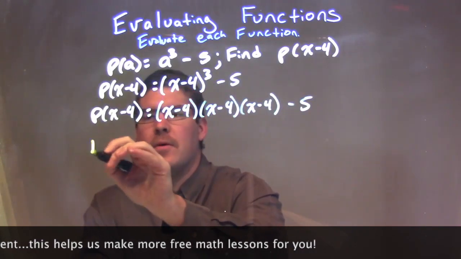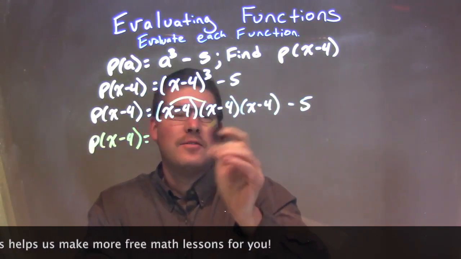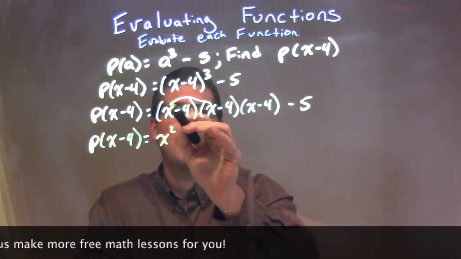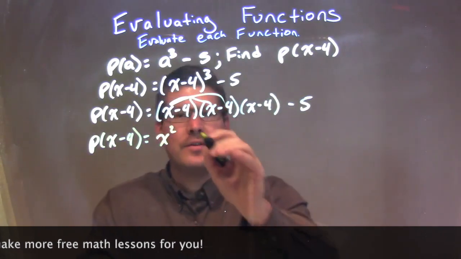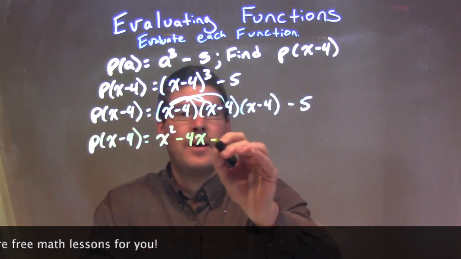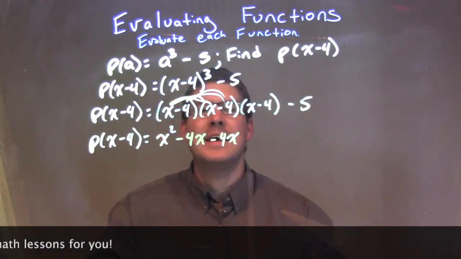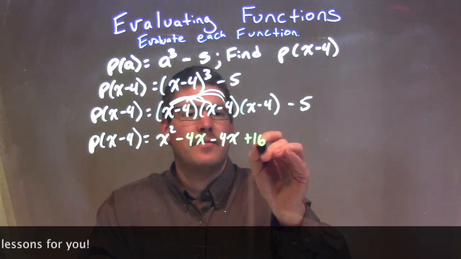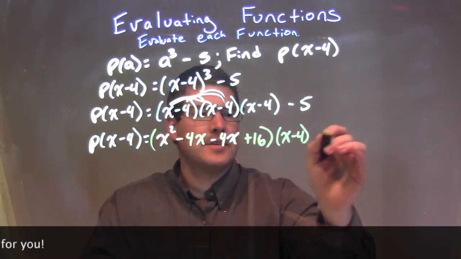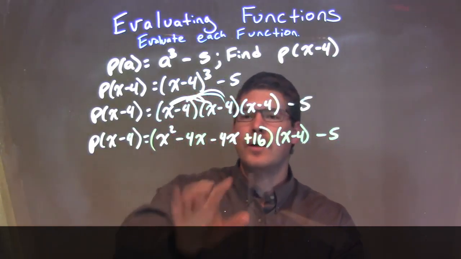What is that? So we have p of x minus 4 here is equal to, as from our FOILs, x times x is x squared. X times a minus 4 is a minus 4x. Minus 4 times x is a minus 4x as well. And minus 4 times a minus 4 here is a positive 16. And that's going to be all multiplied by x minus 4 eventually, and then we have minus 5 sitting there on the way.